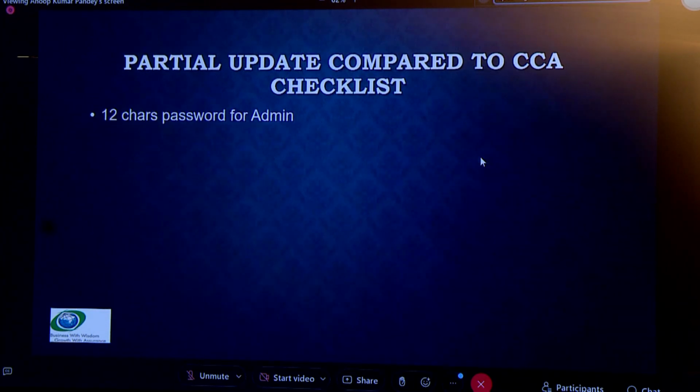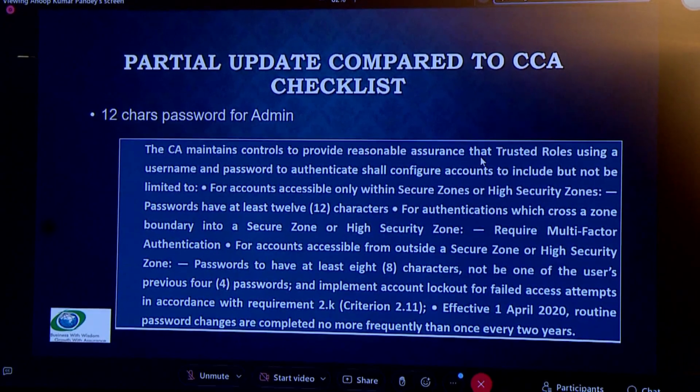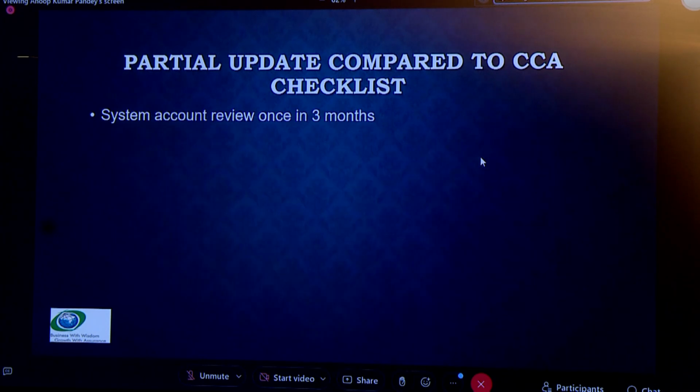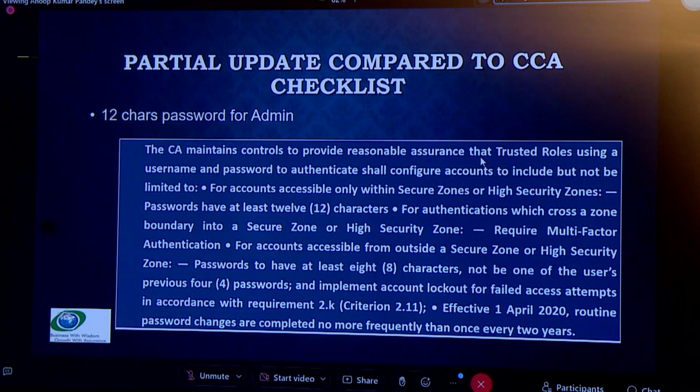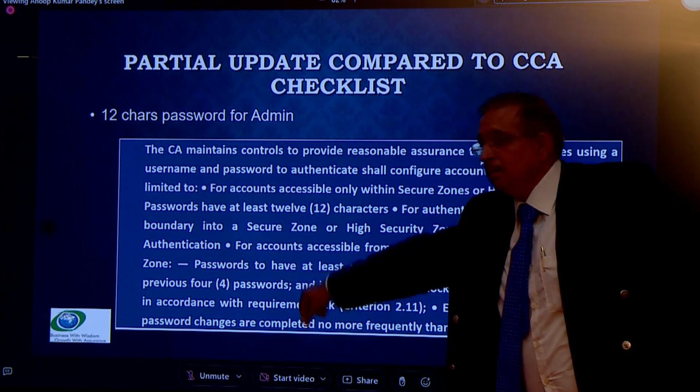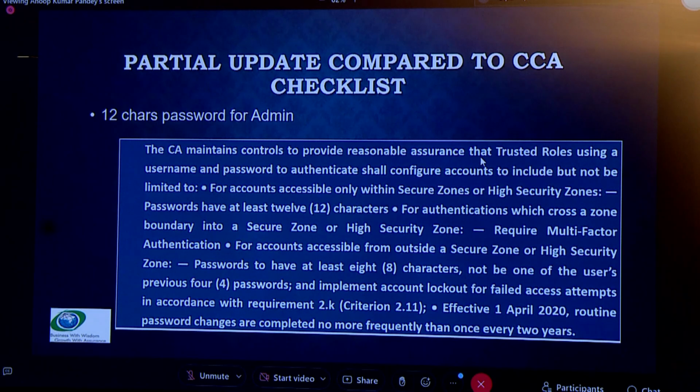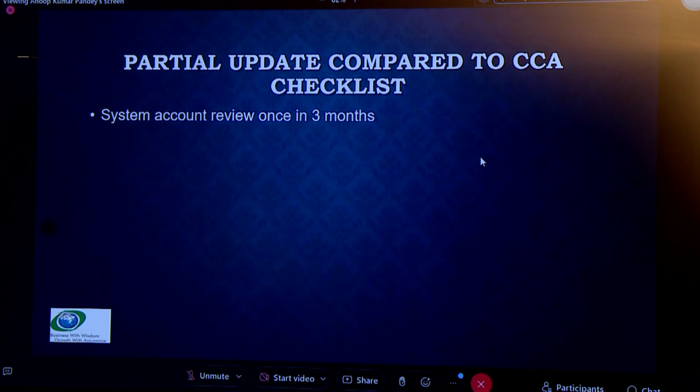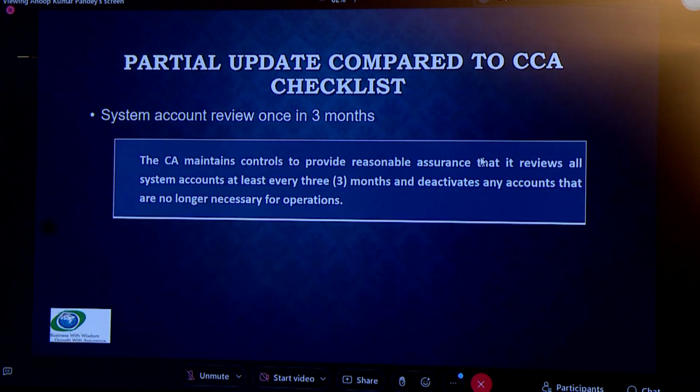Next one. This is within the CA role, whatever passwords we keep. Normally we follow password policies of 8 characters, but they expect 12 character passwords. Also, not more than 4 failed attempts should be allowed. And the previous 4 passwords should not be reused. That's what they are talking about. And system account review for 3 months: every 3 months it should be reviewed.